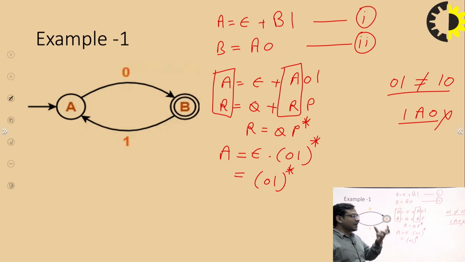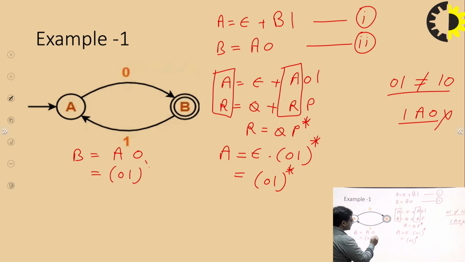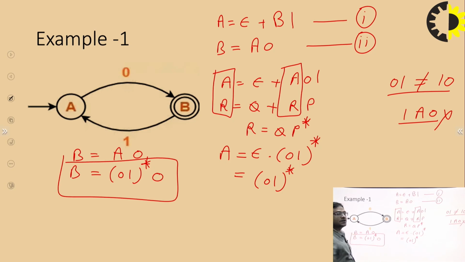What do we do now? We need the regular expression of the B state, because B is the final state. So what do we do? We just put this A value in equation number 2. In equation number 2, B is equal to A0. We can put the value of A here. So 0, 1 star 0. This is the final answer. So 0, 1 star 0 is basically a regular expression for this finite automata.